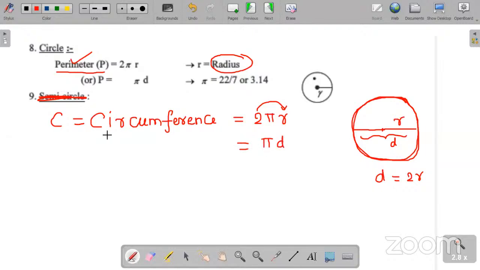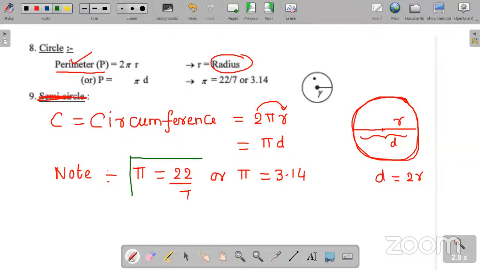So the circumference of a circle is equal to 2 pi r. But note, write down what the pi value is. The pi value is approximately equal to 22 by 7, or sometimes you can take pi as 3.14. So my dear students, remember this concept. This is a very, very important concept. Clear?